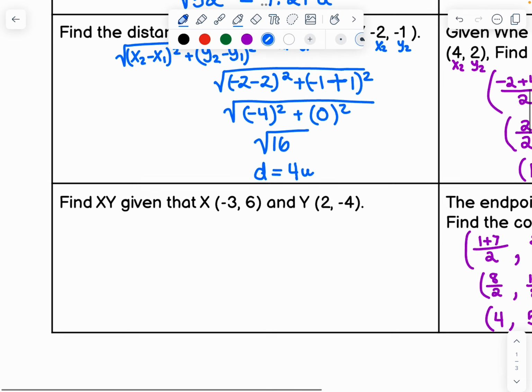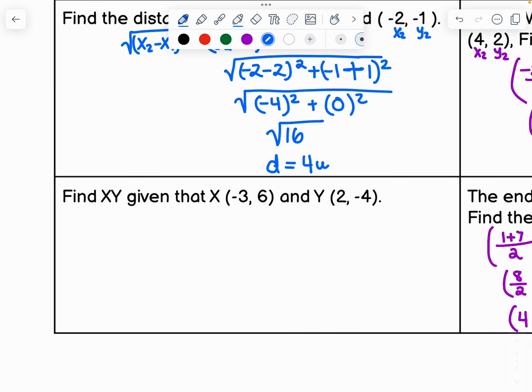All right. And so before we move on, let's go ahead and jot down a little note. Squaring a negative becomes positive.